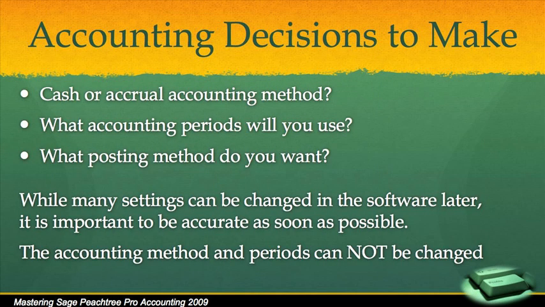There are also some accounting decisions that you have to make. Will you be using cash or accrual accounting methods? What accounting periods will you use? What posting method do you want? While many of these settings can be changed in the software later, it's always a good idea to be accurate as soon as possible. Also, then you don't have to go back and change things and possibly forget to change them, and then you have bad data. The most important thing, though, is that the accounting method and the periods cannot be changed once the file is created, so you absolutely have to make sure those are correct.